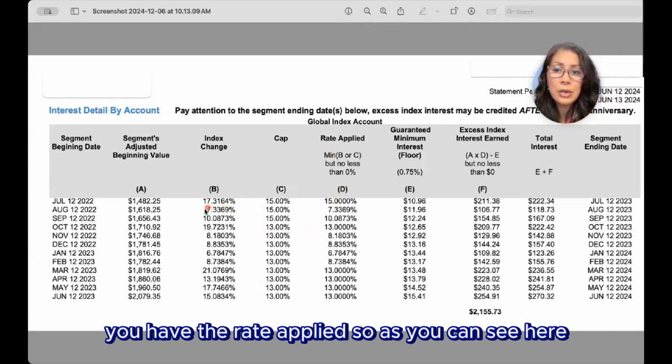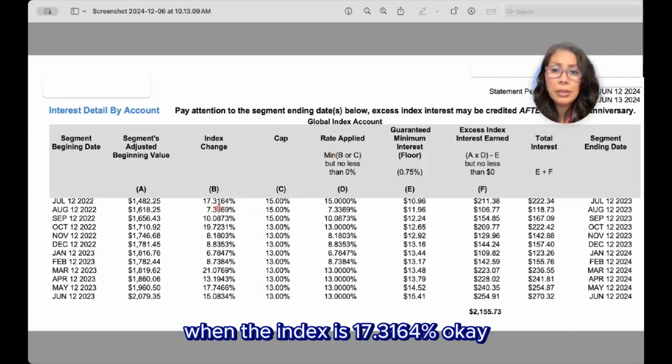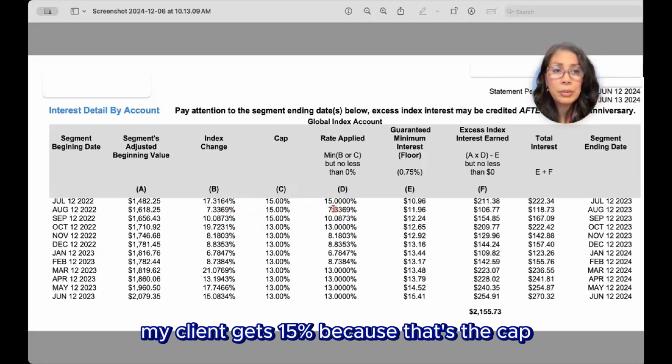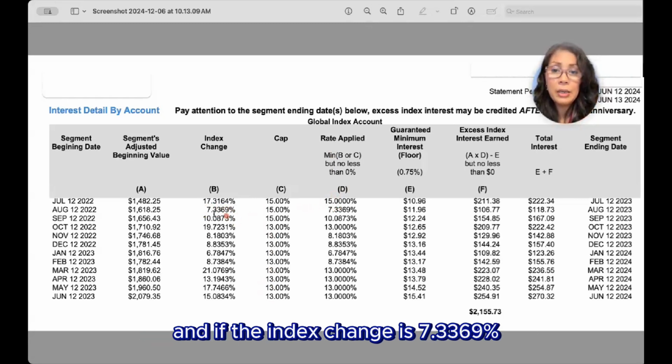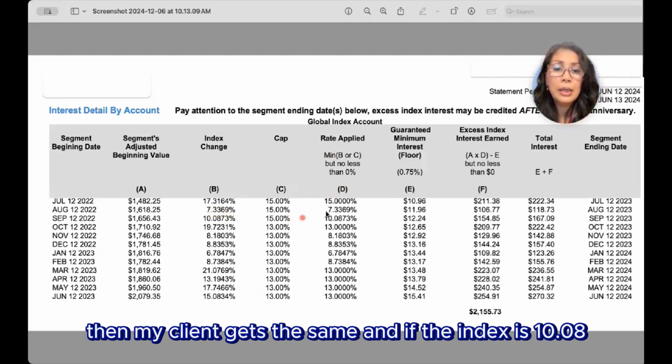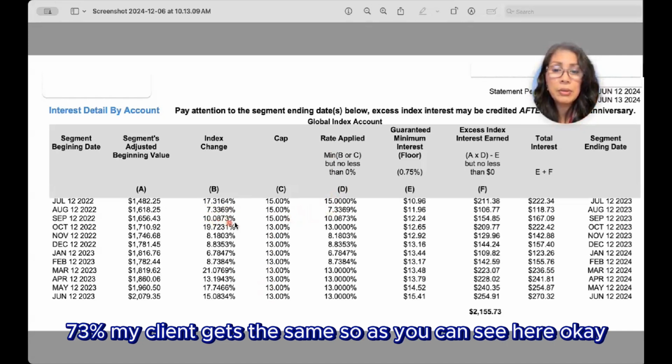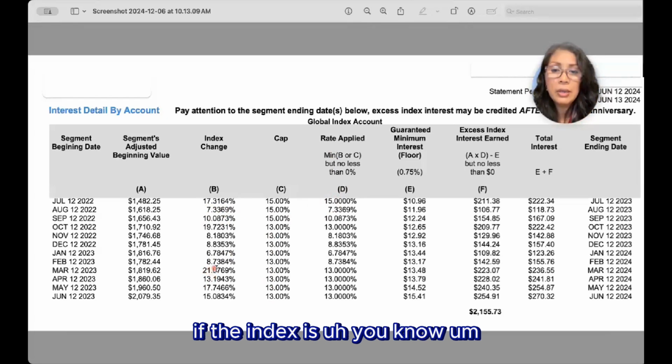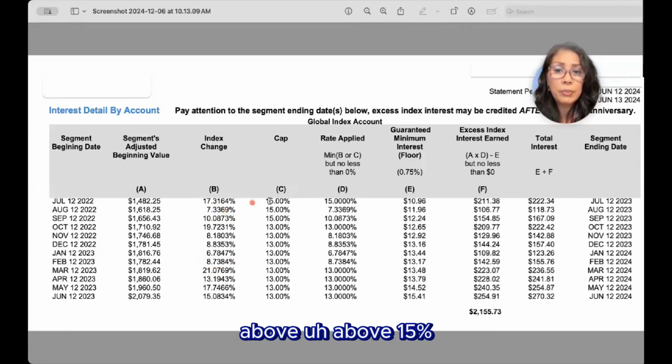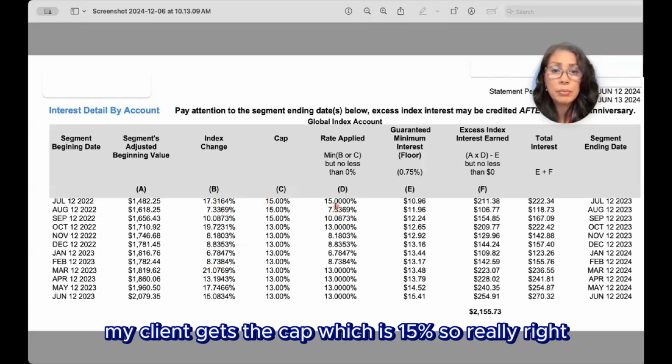So as you can see here, when the index is 17.3164%, okay, my client gets 15% because that's the cap. And if the index change is 7.3369%, then my client gets the same. And if the index is 10.0873%, my client gets the same. So as you can see here, okay, if the index is above 15%, my client gets the cap, which is 15%.